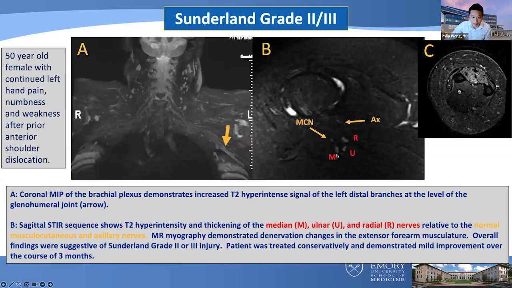But you can see that the median, ulnar and radial nerves are thicker and brighter than the musculocutaneous and axillary nerves here. But there's no real neuroma, like nodular enlargement of the nerves. There's no transection, and there is downstream denervation change, which should differentiate grade 2 and 3 from grade 1. So this patient was treated conservatively and did demonstrate improvement over the course of 3 months.